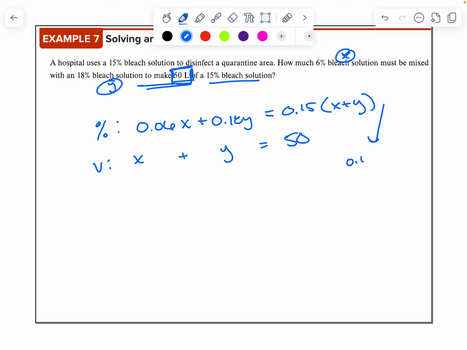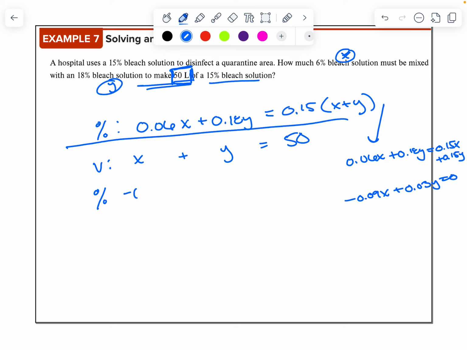So that'd be 0.06x plus 0.18y equals 0.15x plus 0.15y. If I move everything over to the left side of the equation, 6 minus 15 is negative 0.09x plus 0.03y equals 0. All right, let's try this out. I'm just going to rewrite my percent equation here, okay? Now that I've messed with it, it is negative 0.09x plus 0.03y equals 0.